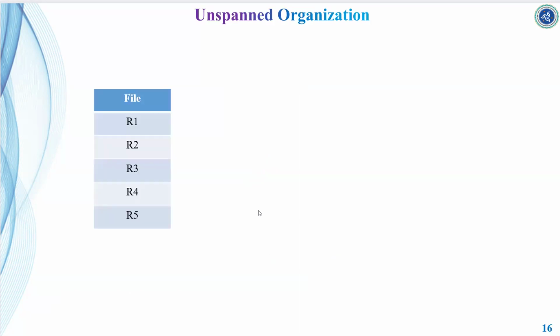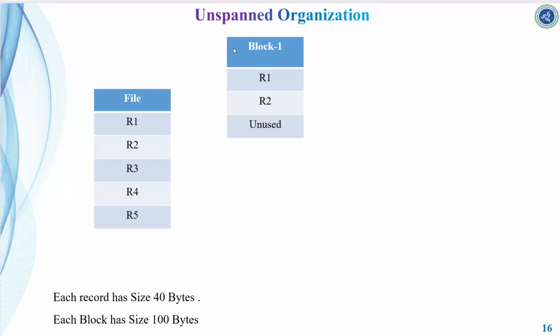So what about the unspanned? The same file is given, that is R1, R2, R3, R4, R5, each of size 40, and the block size is given as 100. Then it can store R1 and R2. When we consider R3, it requires 40 bytes in order to be in block 1, but there are only 20 bytes of vacant space in block 1. So R3 will not be allocated in block 1. It will be using block 2.